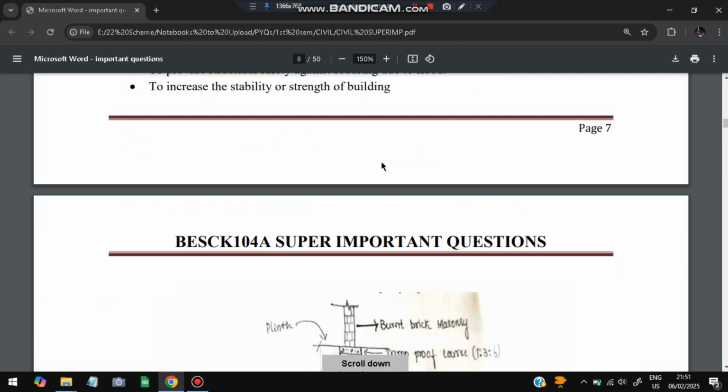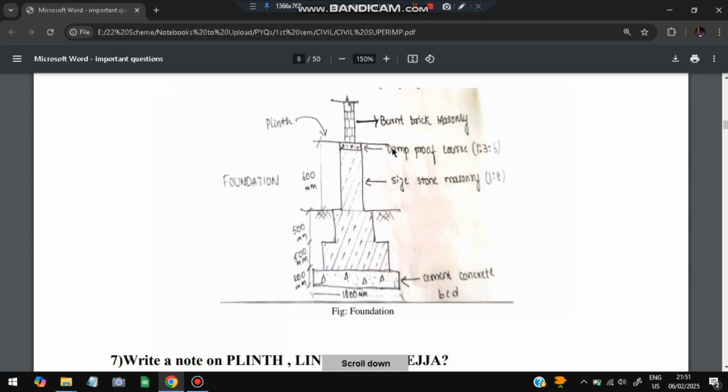Okay, so this is the diagrammatic representation of the same. This is the foundation. This whole thing is called the foundation, and the burnt brick masonry is there, and after this the building will be made above that.